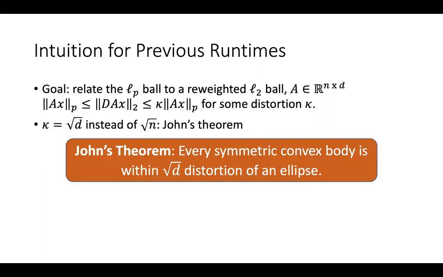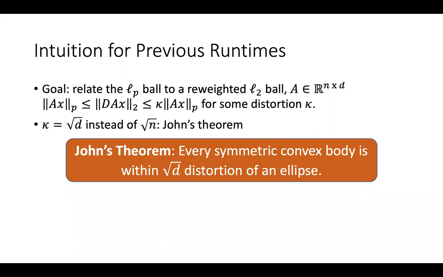So now I'm going to talk about why we should expect that you can actually reduce this kappa term and how we get our faster runtime. Once again, remember that our goal is to relate the LP norm ball to a weighted L2 ball, because an L2 ball is like a linear system. On the previous slide, I mentioned that you can get kappa is root n. But here I'm going to try to explain why kappa equals square root d is possible, square root of the dimension. Intuitively, the reason is something called John's theorem.